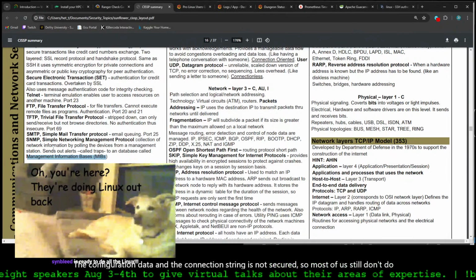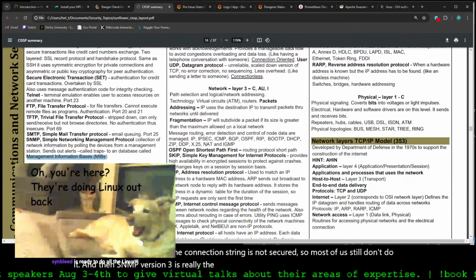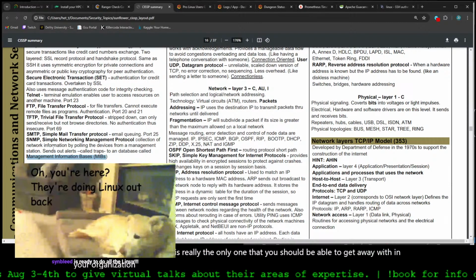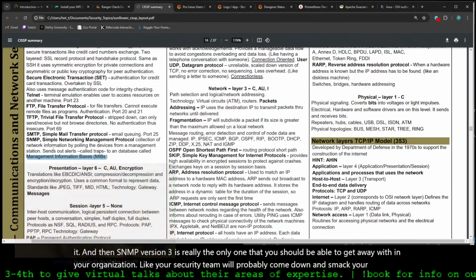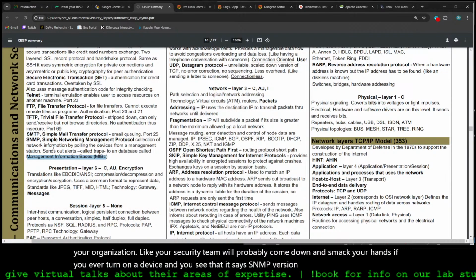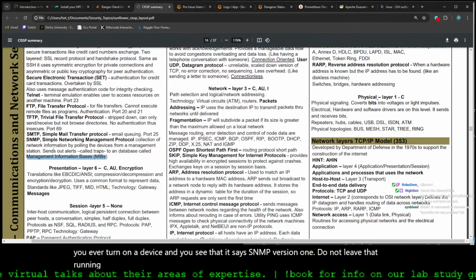And then SNMP version 3 is really the only one that you should be able to get away with in your organization. Your security team will probably come down and smack your hands. If you ever turn on a device and you see that it says SNMP version 1, do not leave that running, right? Don't leave that in your organization.